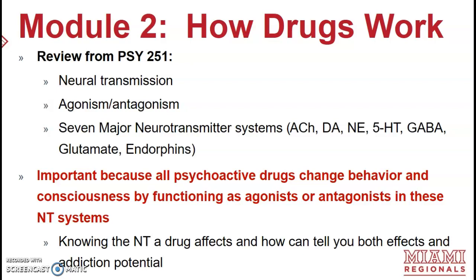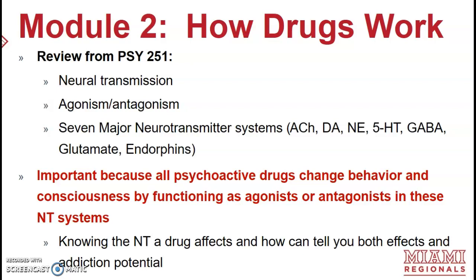So this review is important because all psychoactive drugs, that is drugs that get into the brain and change behavior, change behavior and consciousness by functioning as agonists or antagonists in these major neurotransmitter systems, as well as others. But knowing what neurotransmitter a drug affects and knowing what that neurotransmitter does will tell you both the effects of the drug as well as its addiction potential.